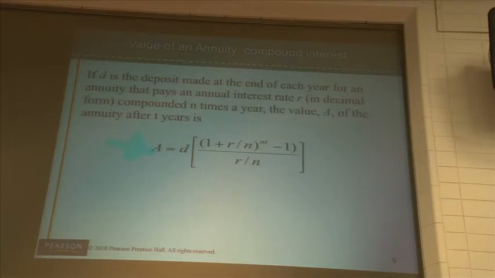The value of D is the deposit made at the end of each year for your annuity. Then, of course, you still have your interest rate R, the number of times compounded is N, and the accumulated value, or the value of the annuity at the end of your time period, A.